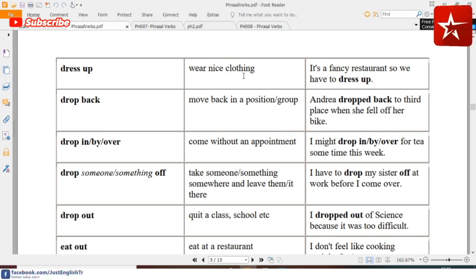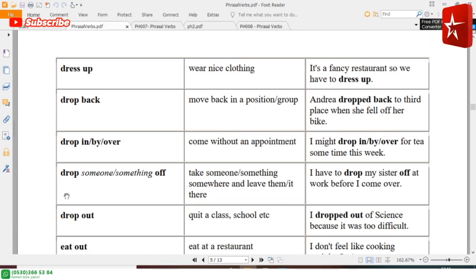And drop back means move back in a position or group. Andre dropped back to third place when she fell off her bike. Yes. And also we can use drop in, drop by, drop over: come without an appointment. For example, I might drop in for tea sometime this week. I drop by, I drop over, we can use.